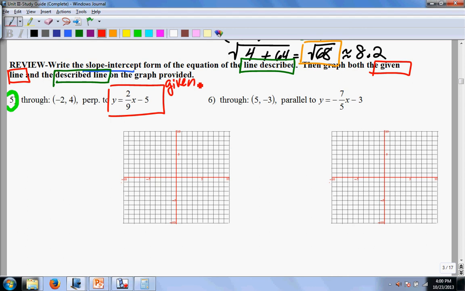So let's go ahead and try graphing that. It's y equals mx plus b. So our b is going to be negative 5. And our slope is positive 2 over 9. So we go up 2. There's 9. Or you can drop 2 and go over left 9. Okay, so this is your given line.